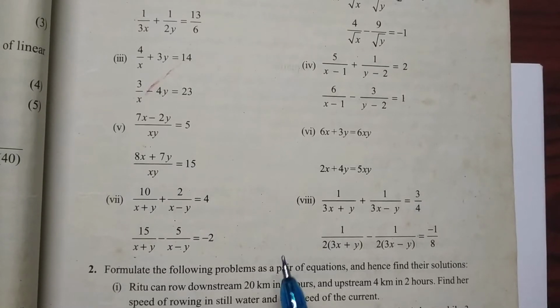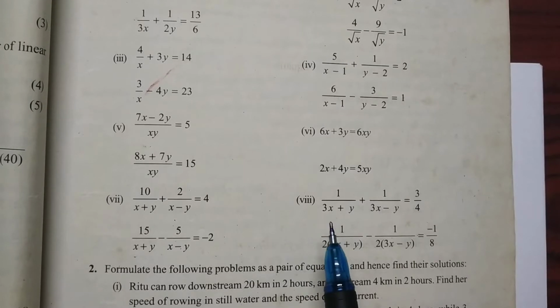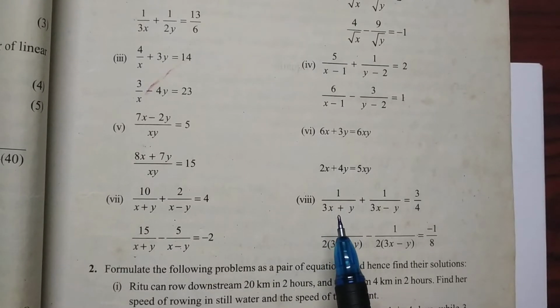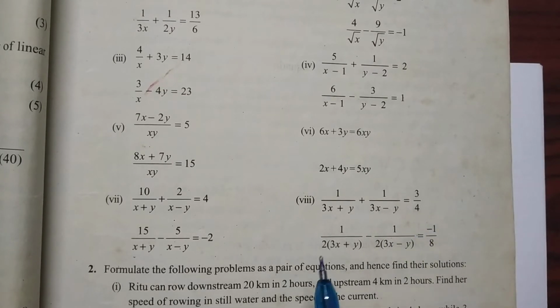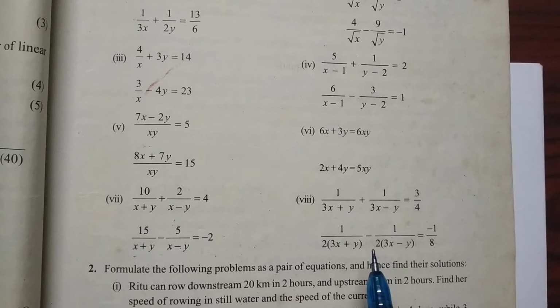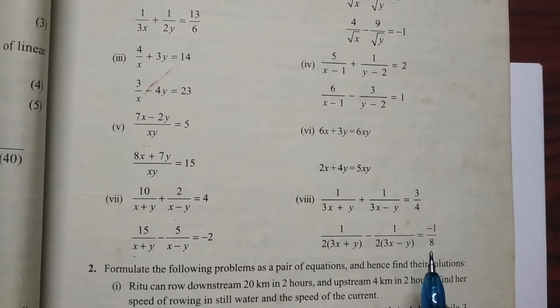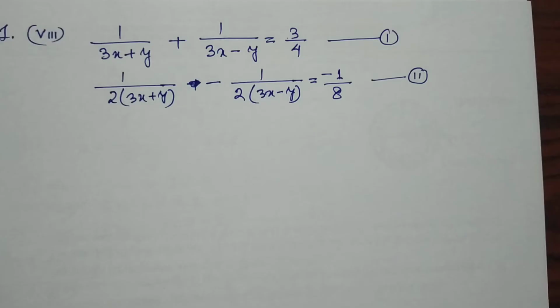Now we will discuss question number 18. In this question, we are given 1 by (3x plus y) plus 1 by (3x minus y) equal to 3 by 4, and 1 by 2 into (3x plus y) minus 1 by 2 into (3x minus y) equal to minus 1 by 8. First we have to reduce them to linear equations in two variables.